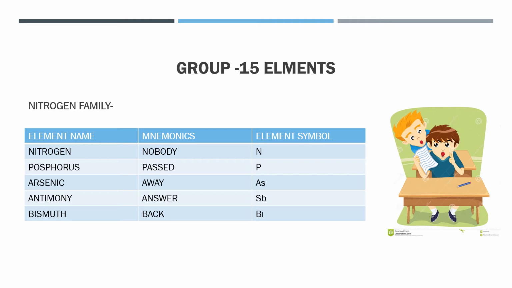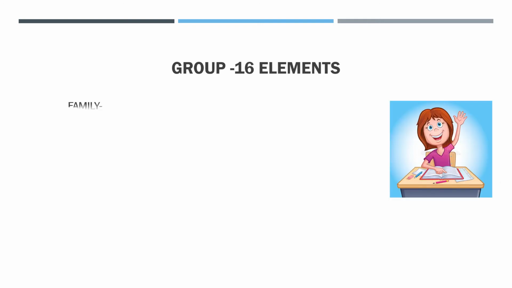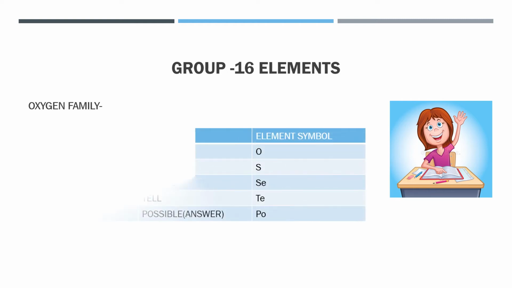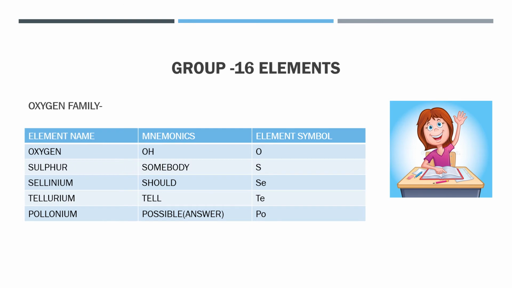So next one is group 16 elements. The group 16 elements is the oxygen family. So let's learn the mnemonics of this group. So the elements are oxygen, sulfur, selenium, tellurium, polonium. Symbol for oxygen is O, sulfur is S, selenium is Se, tellurium is Te, and polonium is Po. So the mnemonic for this is, "Oh, somebody should tell possible answer."